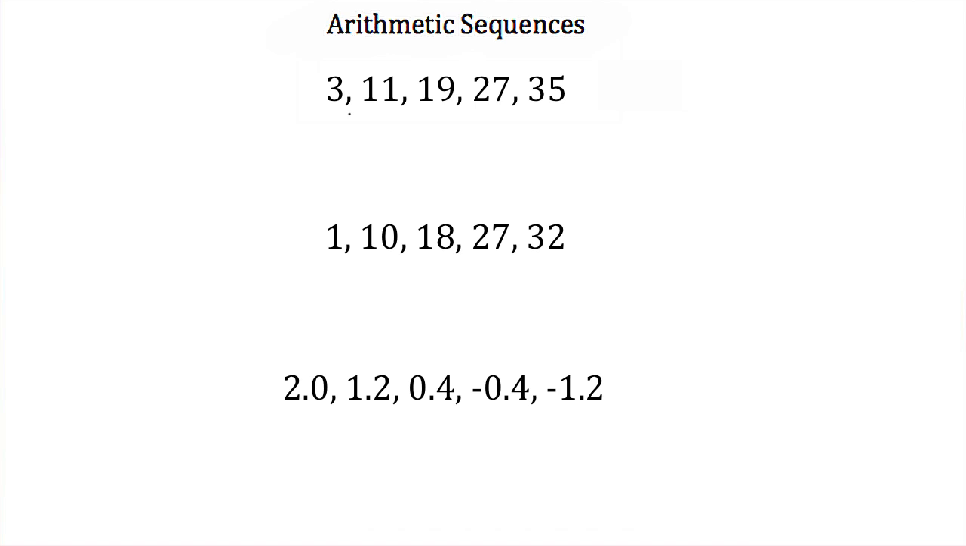11 minus 3 is 8. So to get from 3 to 11, we would have to add 8. Now to go from 11 to 19, we would also add 8. And then 19 to 27 would also add 8. And then lastly, 27 to 35 would also add 8. So this sequence is an arithmetic sequence.